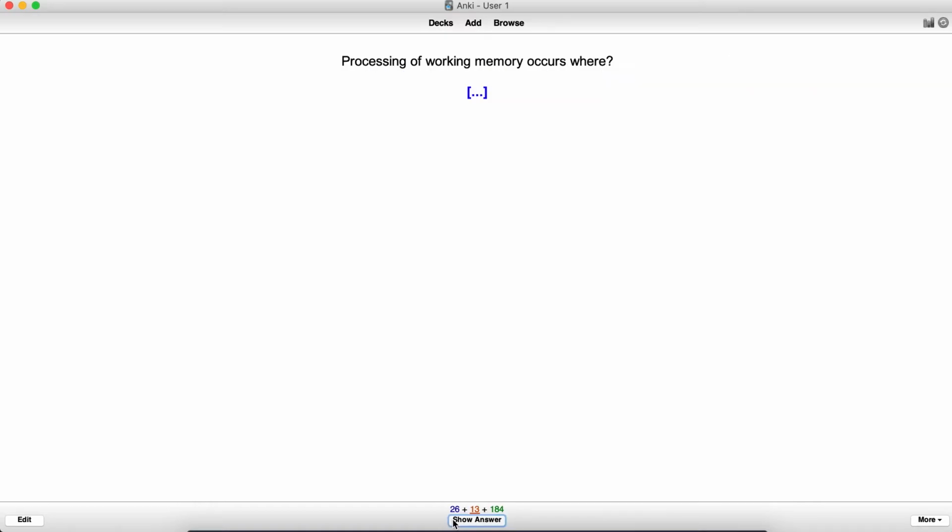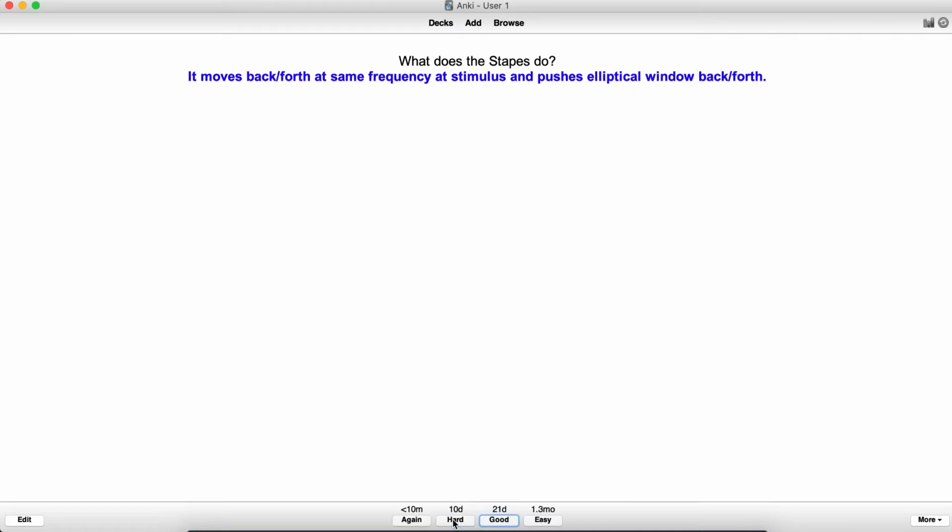That was good. Processing of working memory occurs at the visual spatial sketchpad and the phonological loop. What are the 4 visual cues? Depth, form, motion, constancy. What does the stapes do? It vibrates back and forth at the same frequency as the stimulus and pushes the oval window back and forth.